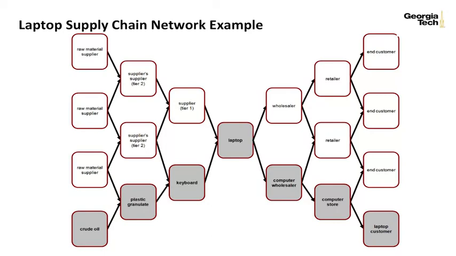On the demand side, there are a number of different paths that the computer can flow through to get to the end consumer. For example, a computer wholesaler purchases laptops from the manufacturer. The wholesaler may then sell computers and deliver them to a retailer's distribution center, and the retailer may then distribute the computer to the end consumer via direct delivery, or alternatively, the computer wholesaler may deliver computers to a computer store where they are purchased by a walk-up customer.